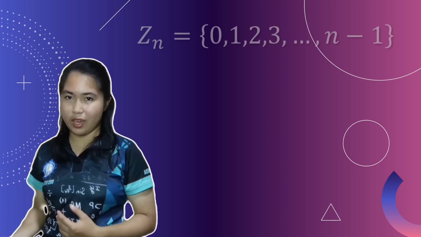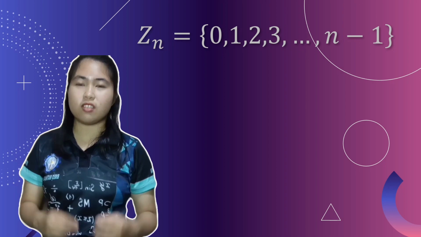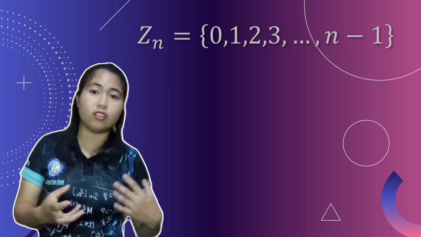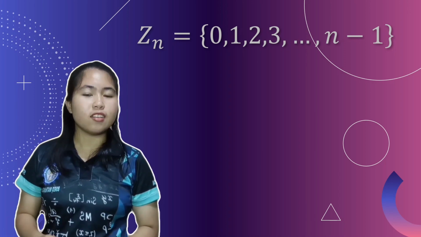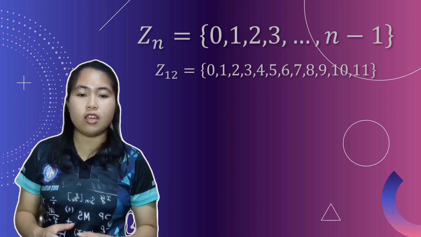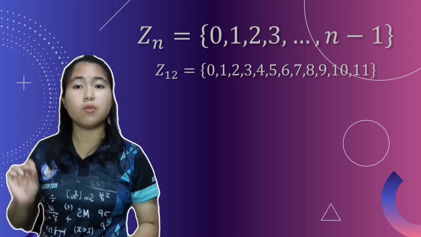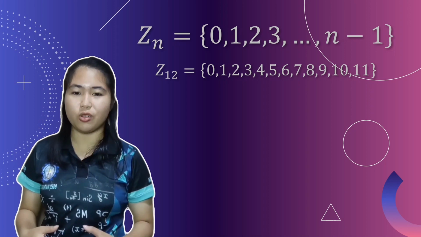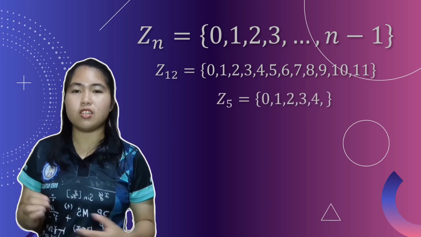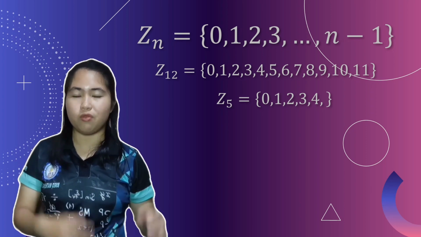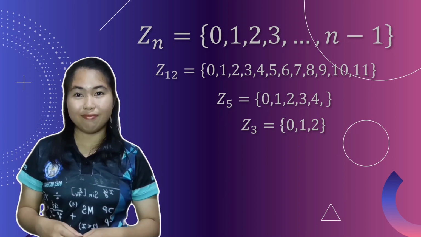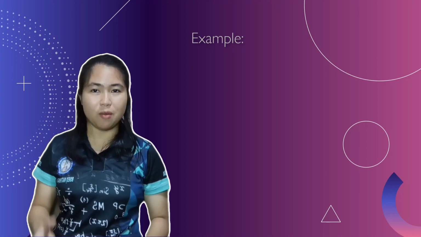Remainders of when an integer is divided by n are expressed this way: Z sub n is equal to the set of numbers 0, 1, 2, and so on until n minus 1. So if our n is 12, we will have Z sub 12 equal to the set of numbers 0, 1, 2, 3, 4, 5, 6, 7, 8, 9, 10, 11. Or if our n is 5, Z sub 5 is equal to the set of numbers 0, 1, 2, 3, 4. Z sub 3 is equal to the set of numbers 0, 1, 2. For you to better understand this, let's have an example.